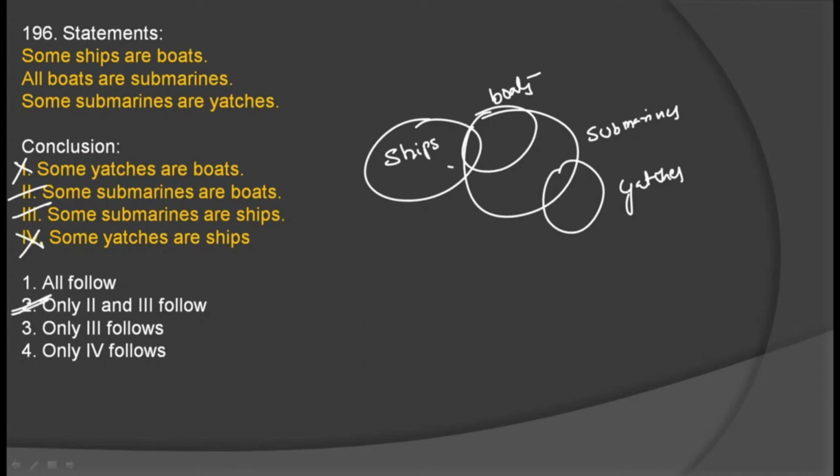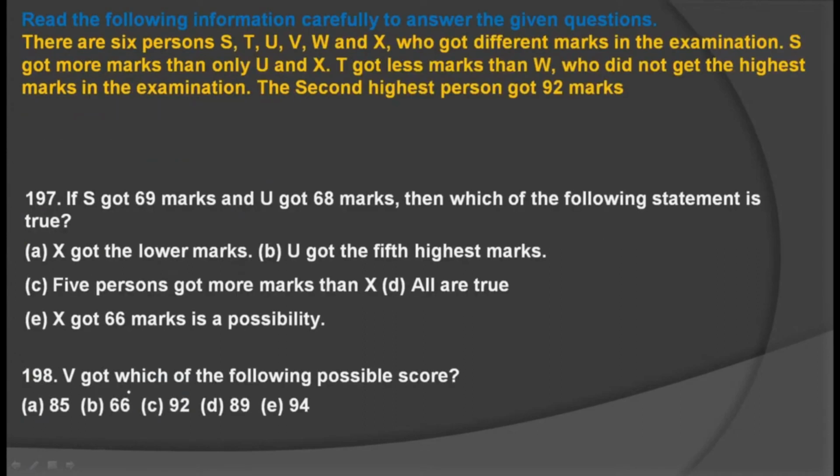Only 2 and 3 follows. And see the comparison based information. Read the following information carefully and answer the given question. There are 6 persons S, T, U, V, W, X. There are 6 persons here, and they got different marks in the examination.